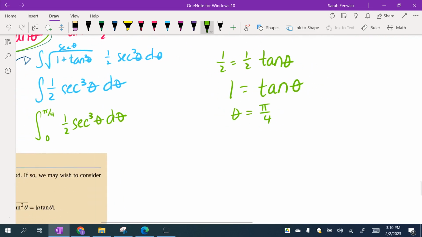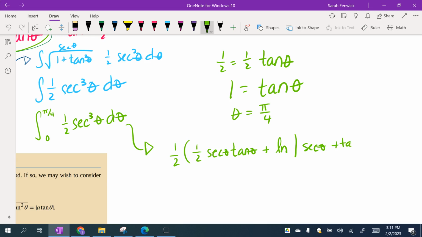We did secant cubed a couple of times in the section before this. Go back and check it out. Remember that we usually break down our power a little bit, but we end up with 1/2 times parentheses 1/2 secant theta tan theta plus natural log absolute value secant theta plus tan theta, from 0 to pi over 4.